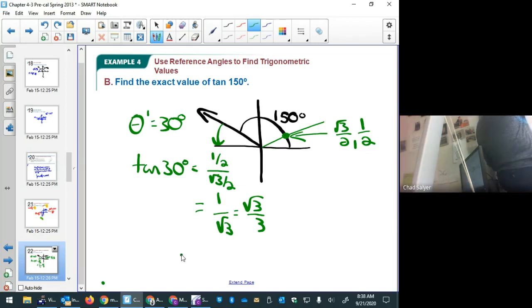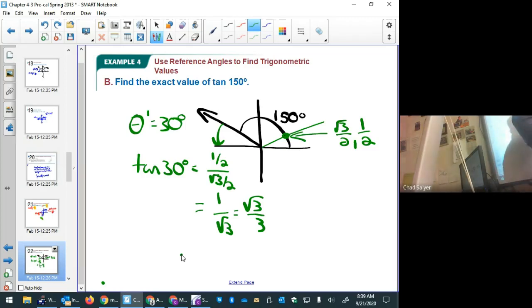Okay, so we've got the tangent of 30 degrees, and how does that relate to the tangent of 150 degrees? Well, these share an absolute value. So it's either going to be this positive or negative. The tangent is the ratio of the sine to the cosine. So we're comparing those by division.